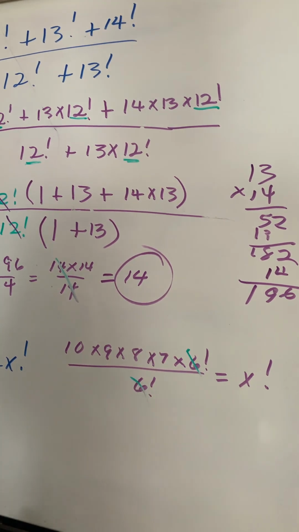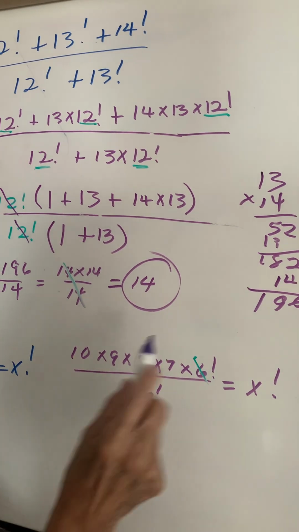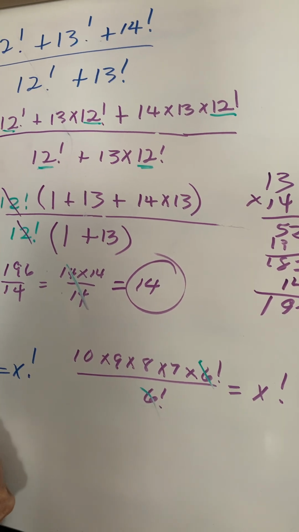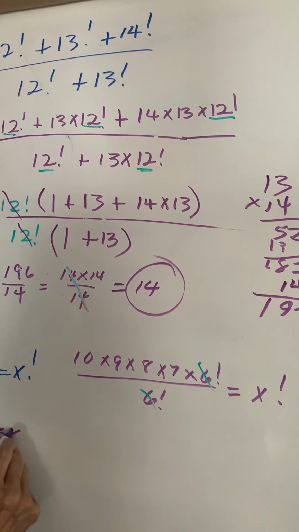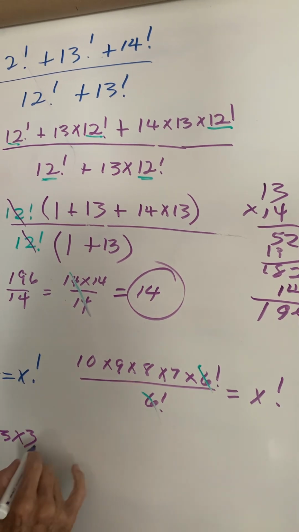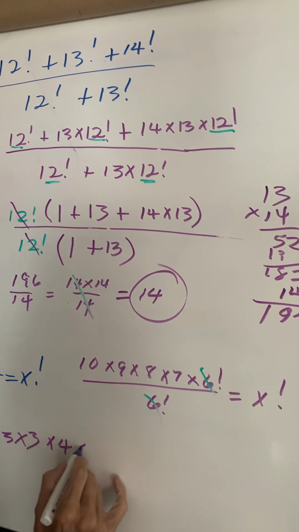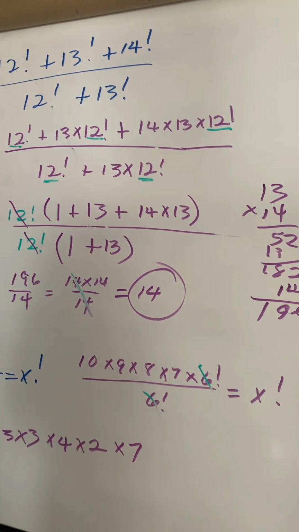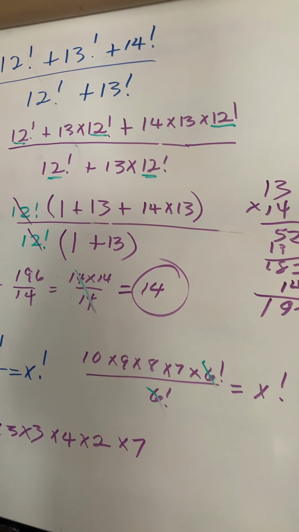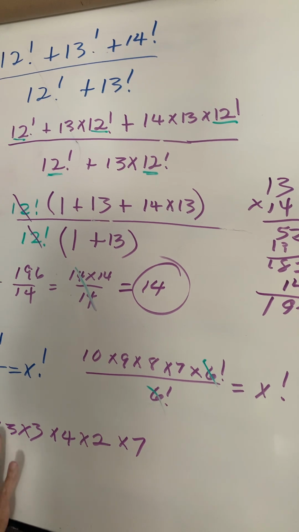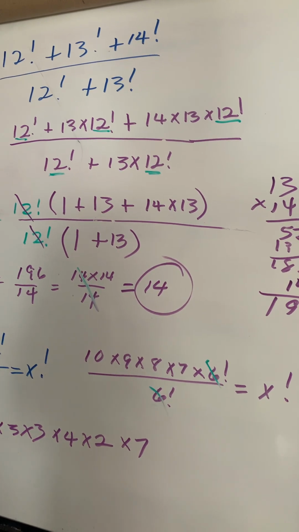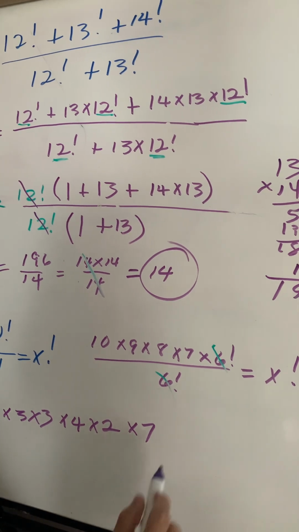So the factorials cancel. If we look at this, I have 10. I have 9, which is the same as 3 times 3. I have 8, which is the same as 4 times 2. And I have a 7. Okay? The 10 is really 5 times 2. Okay, so now let's look at that.